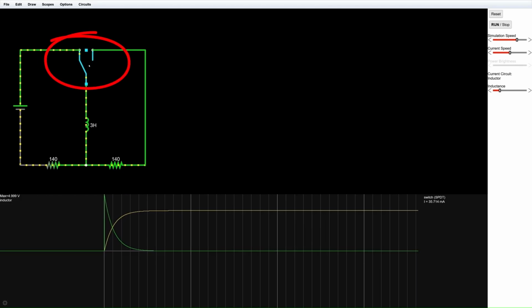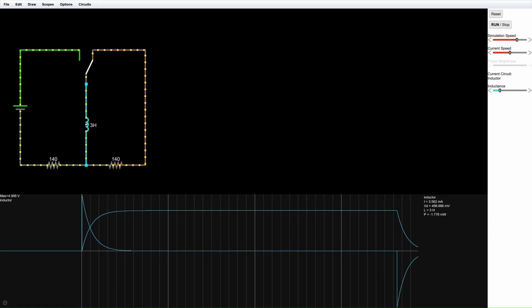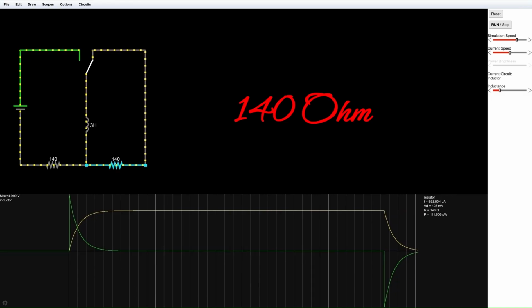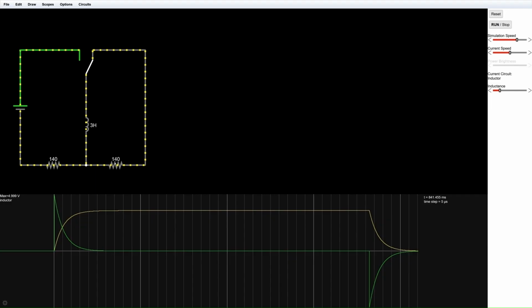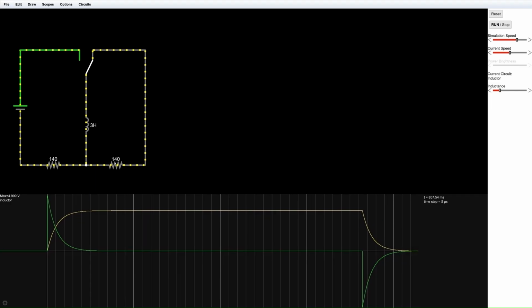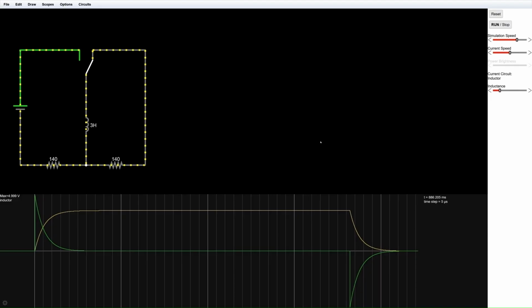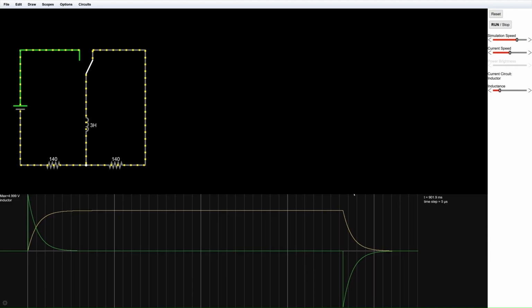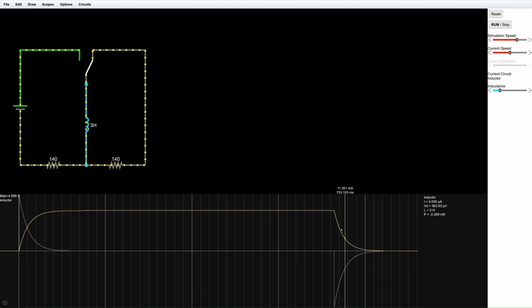When the switch is changed, the inductor begins to discharge. In this stage, the 140 ohm resistor is involved in the circuit and causes the current to decrease gradually over time. During the discharge process, the inductor is no longer receiving energy from the source. Instead, it releases the stored energy from its magnetic field. The current through the inductor decays exponentially.